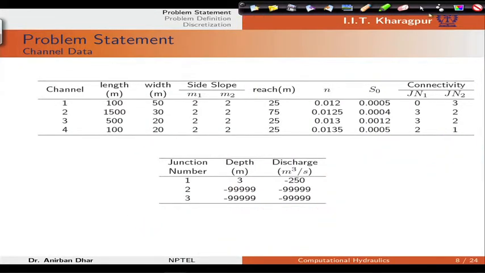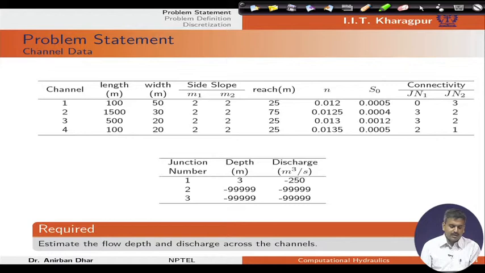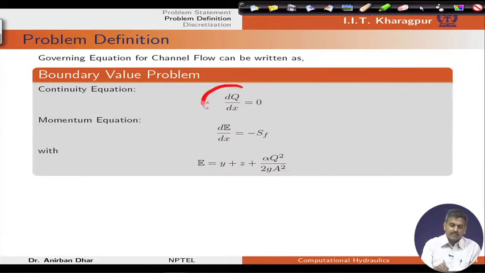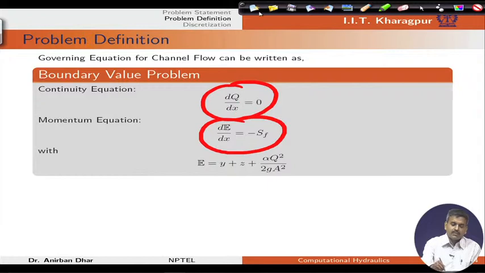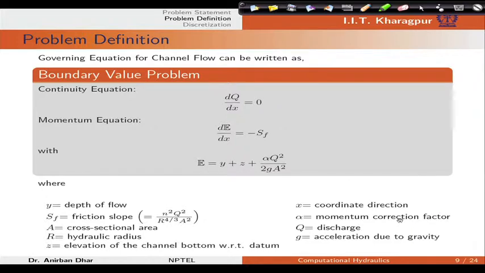Now, in this case, what is required? Required is to estimate the flow depth and discharge across the channels. Now, we already know what are the continuity and momentum equations under consideration for this channel network problem. We have this continuity equation, momentum equation. Now, we need to discretize it. So, this is our flow depth y, and q is the discharge for our case.